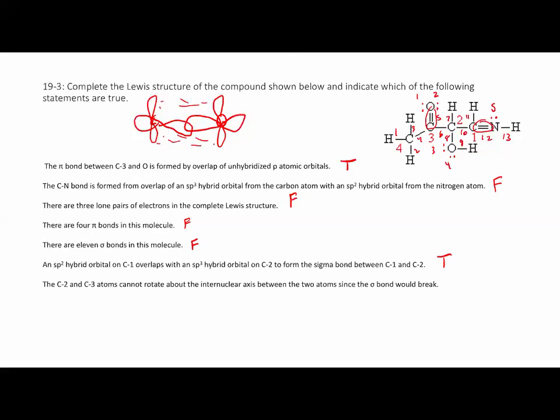So that is true. The sp2 hybrid orbital on carbon 1 overlaps with sp3 hybrid orbital on carbon 2, forming the sigma bond. And last, the carbon 2 and carbon 3 atoms cannot rotate about the internuclear axis between the 2 atoms, since the sigma bond would break. That is false, because the sigma bonds can rotate.